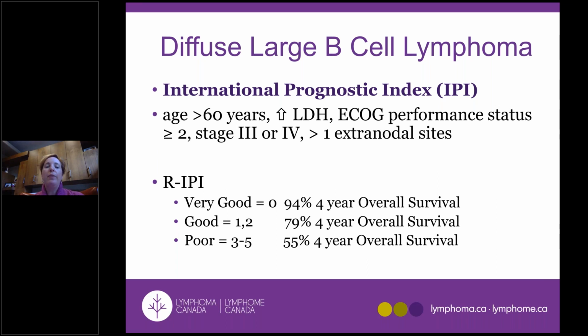We use a combination of 5 fairly easily obtainable clinical factors listed there to determine if patients have a very good risk lymphoma, meaning that they're very likely to go into remission and stay in remission, or a good risk, which sort of has a medium chance, but still very good at 79% 4 years post-treatment of going into and staying in remission, or a poor risk.